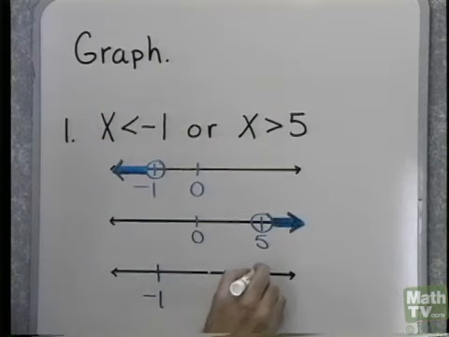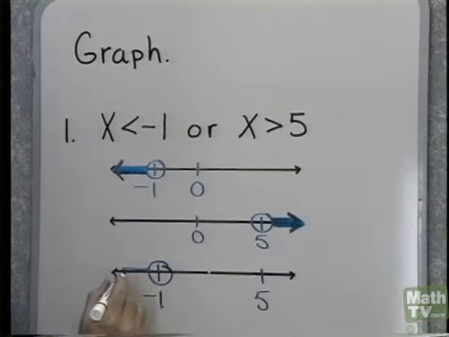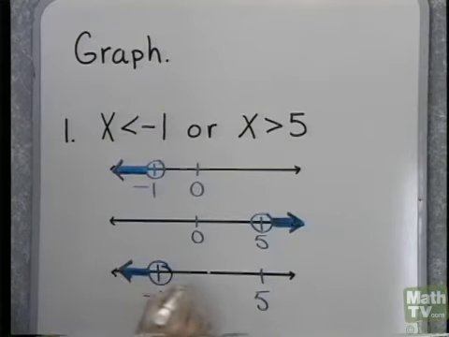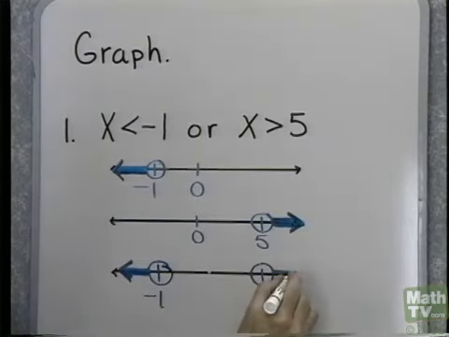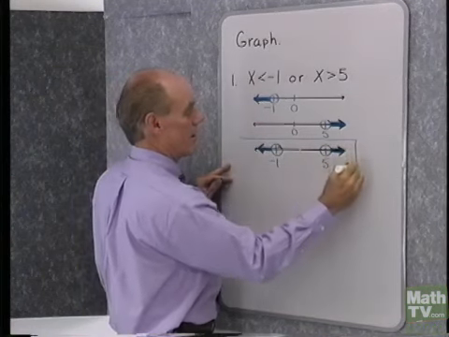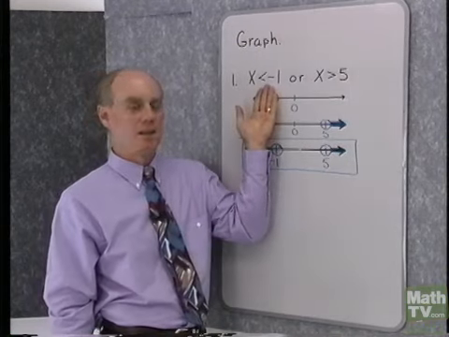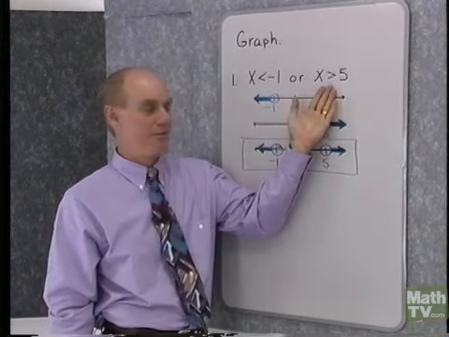Here's -1. Here's 5. I want all the numbers that are less than -1 or greater than 5. So this is the graph that I'm looking for right here. It's the graph of the compound inequality x is less than -1 or x is greater than 5.